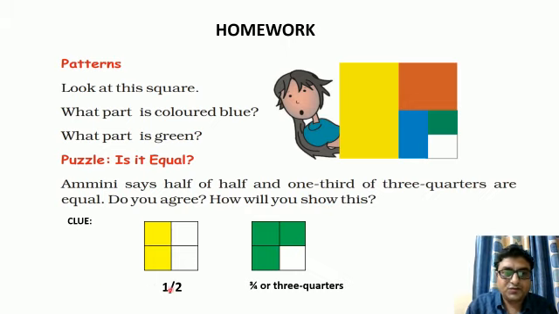So I have given the clue that this is the half, yellow color. This is half. So what is half of half? That you have to tell. And this is three quarter, 3 by 4, three quarter. So one third of three quarter means how much? So this is a clue for you. You have to answer this and do it in your notebook. The earlier questions also you have to do in your notebook, and this homework also you have to do in your notebook.